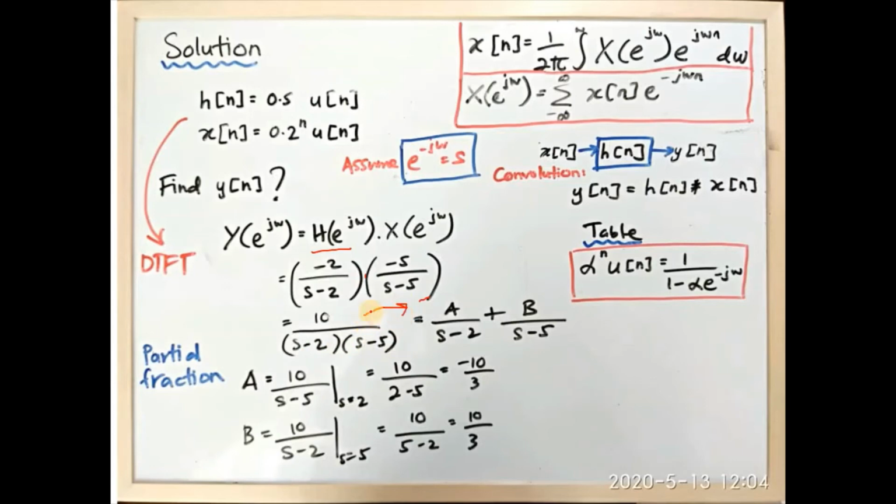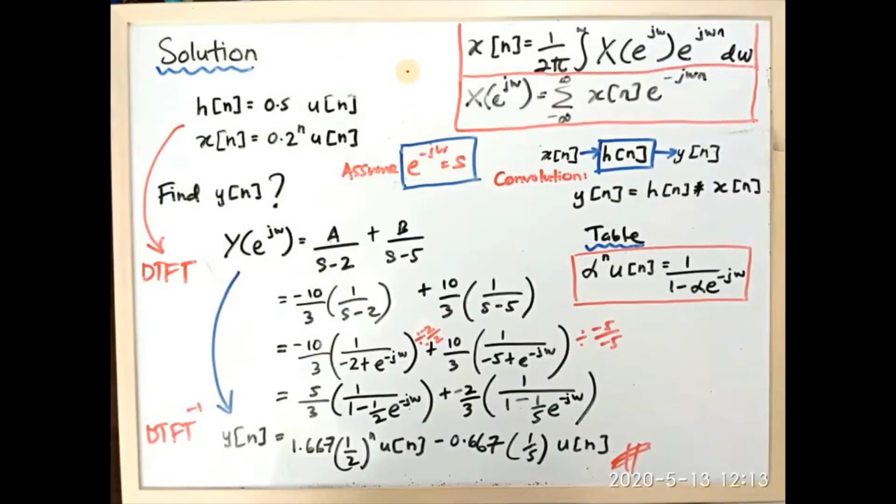From here, we are going to do the partial fraction and find the values for A and B. When you substitute and calculate, you will get A equal to minus 10 over 3 and B equal to 10 over 3. Try to do this on a piece of paper. How do you get A and B here? Use the same method you learned in the previous chapter on the continuous time Fourier transform.